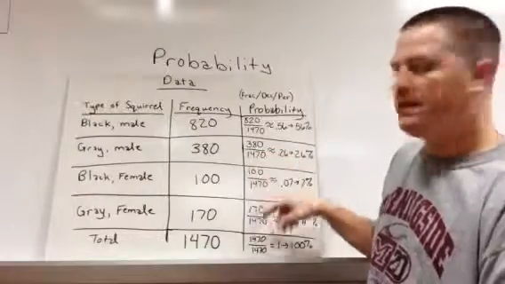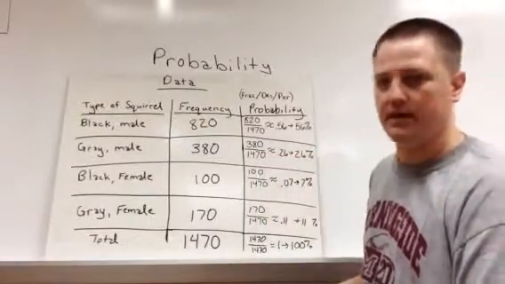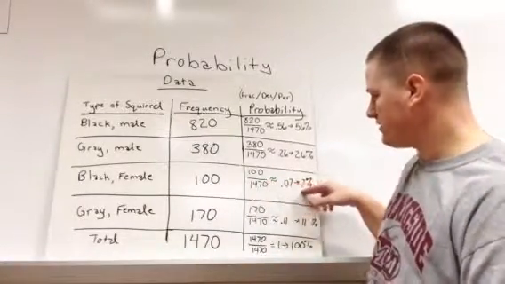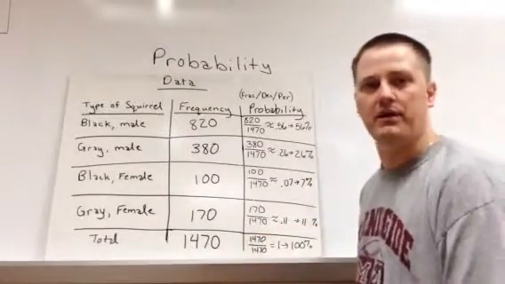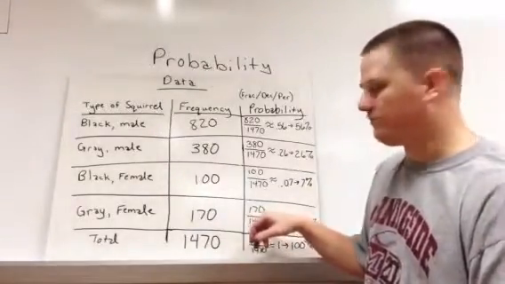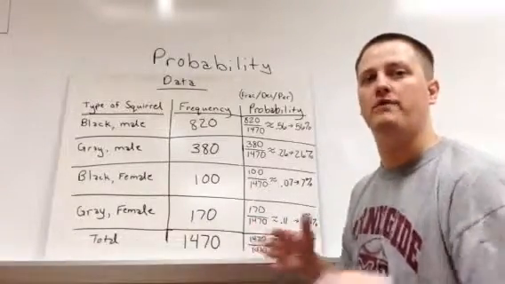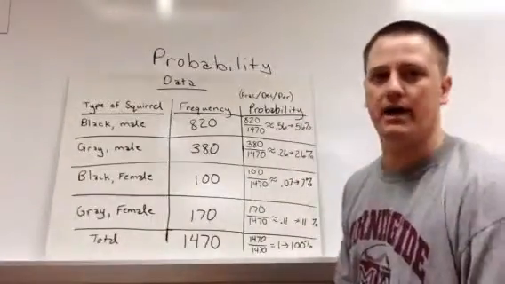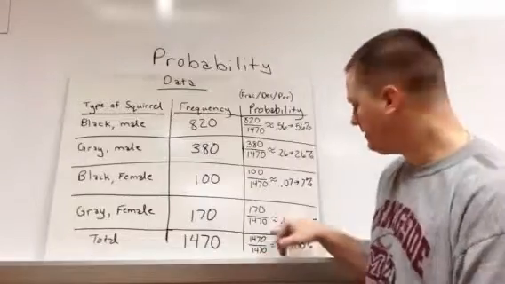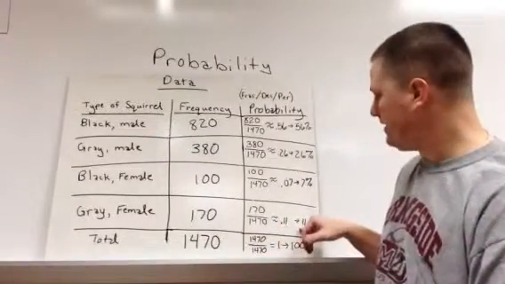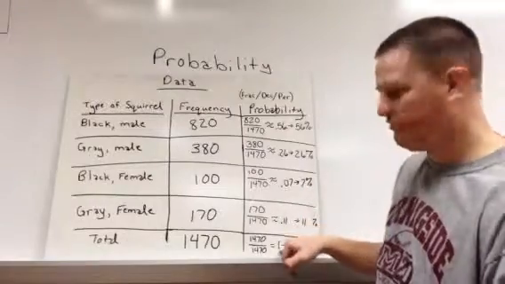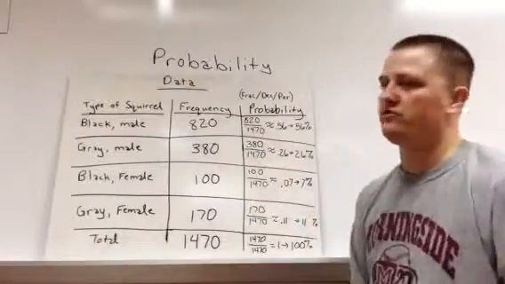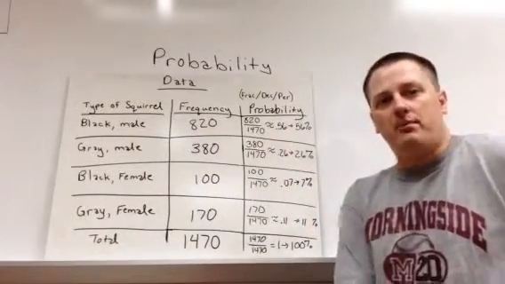380 over 1470 gives us 0.26 or 26%. 100 over 1470 gives us 0.07 or 7%. This is the one that I rounded down. It was 170 over 1470, which is actually about 0.115, which typically we would round up to 0.12. But because these three all got rounded up, I rounded this one down as it was the lowest and just made it 0.11, which made it 11%. And then we can just add our decimals. They should give us 1. We should add our percents. They should give us 100%. So this is just one way to find our probabilities.